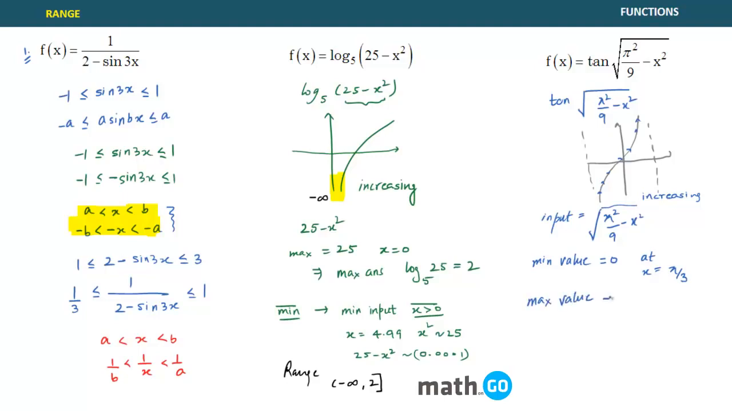Yes, very good. So for maximum value, you are subtracting something from a fixed quantity. What is the fixed quantity? It is pi square by 9. Just put x equal to 0. That means you are not subtracting anything. That will be the maximum value.